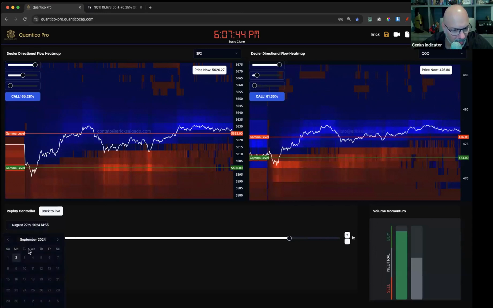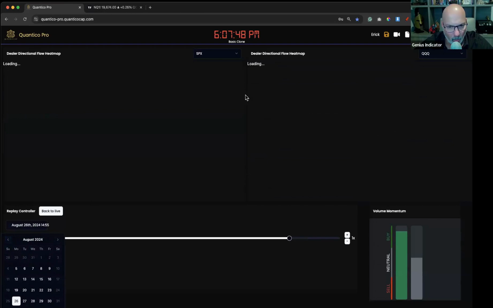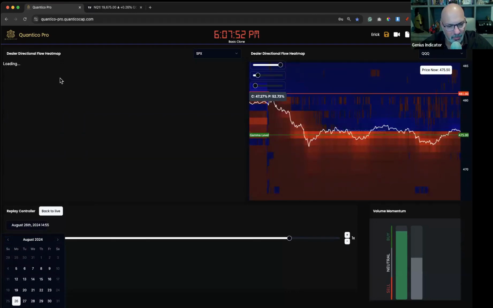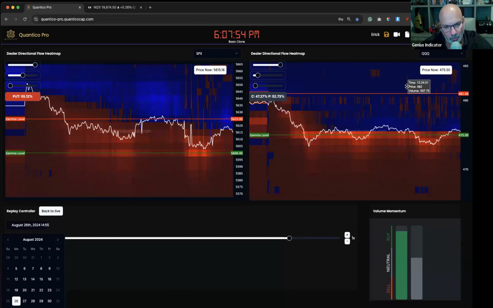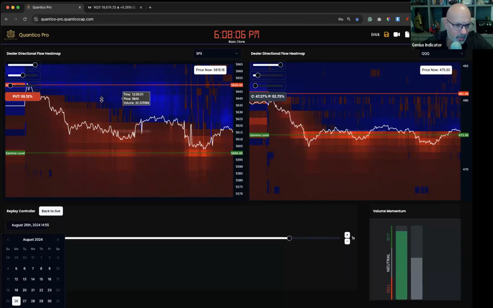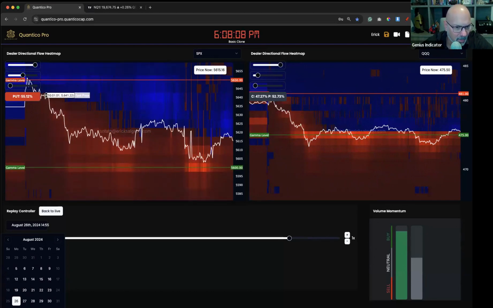And remember, you guys will have the Quanticocap open with the dealer directional flow heat map for SPX, for triple Q, and also you're going to have the charts NQ and SPX with the levels. I'm going to put together one screen for you guys to see how that works, right? Okay. Now let's see.